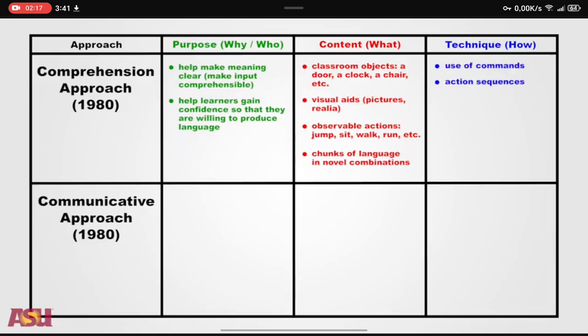Once students have begun to speak in the target language, teachers may ask students to give commands called role reversal, but the main focus of the comprehension approach is on understanding input.